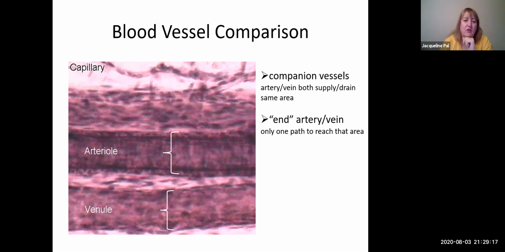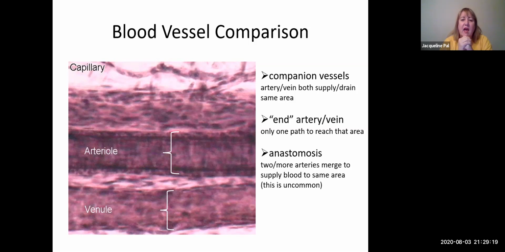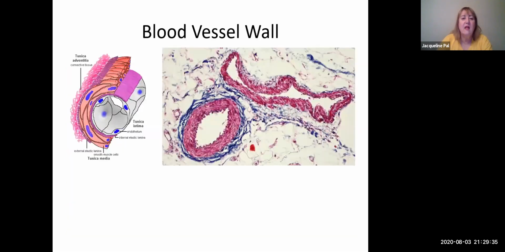But there are a few places in our body where we have anastomosis, where we have two or more arteries going to the same area to supply blood to the same area. And this is really uncommon, so I will be pointing this out later on, a couple places where it happens. So now let's look at our blood vessel walls.